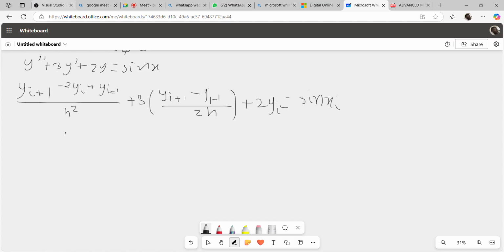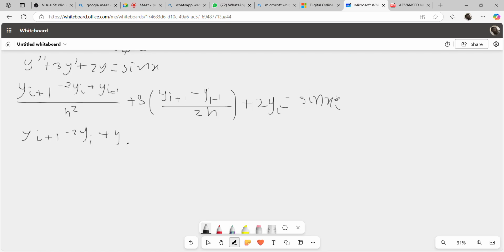You just write your formula. Where there is y, you put i. Where there is x, you put i. Just like that. Now, what do you do? The second thing to do, to make it easier for you, I usually cancel h squared. So to cancel h squared, you multiply everything by h squared. Do you agree if I multiply everything by h squared here? I'm doing it step by step.